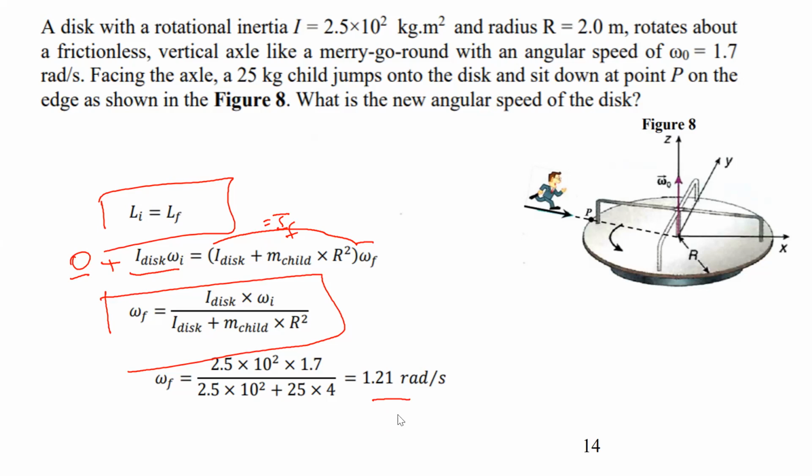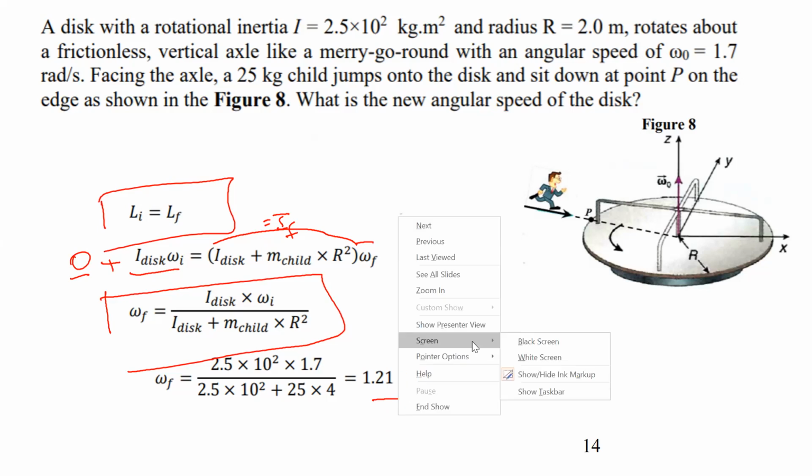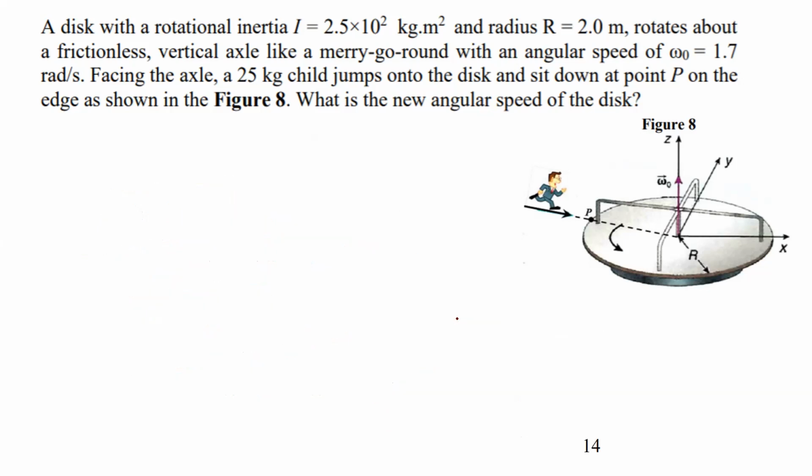Good. Now I will give you a more complex problem. Same problem, but look what we will do now. This is how you will improve. Instead of the child going this direction, what if the child is jumping this way, tangentially? And I give you V of the child, let's say 2 meters per second. The child jumps tangentially and sits here. So how will it be?